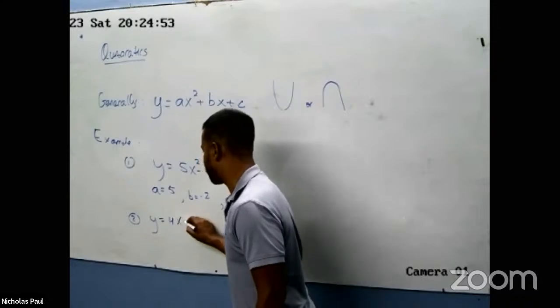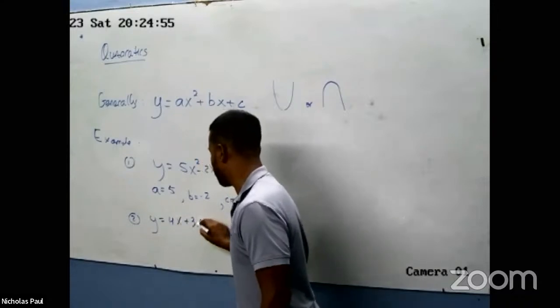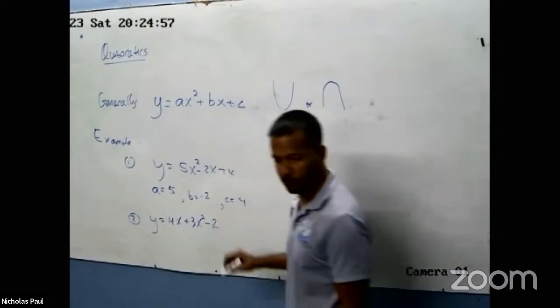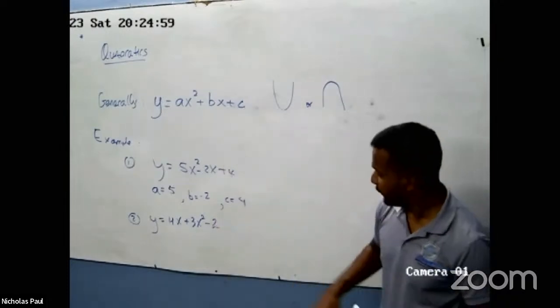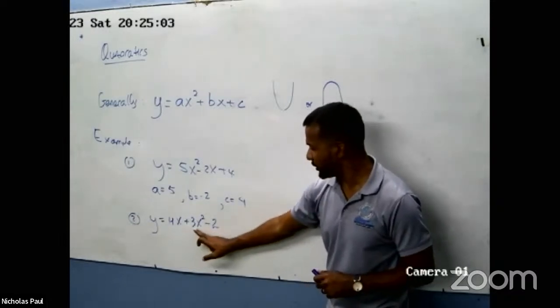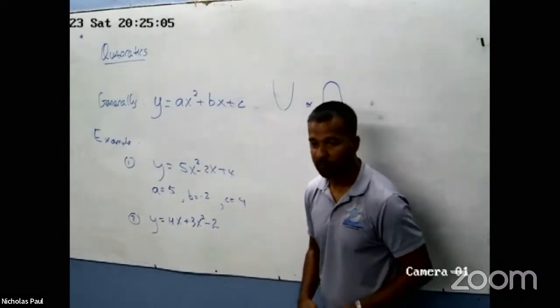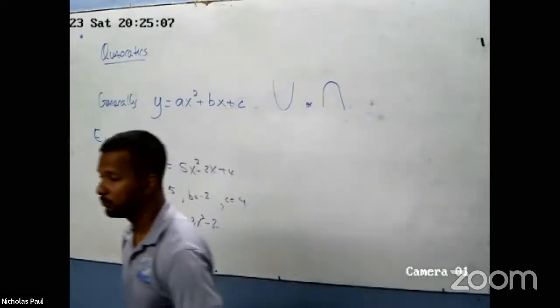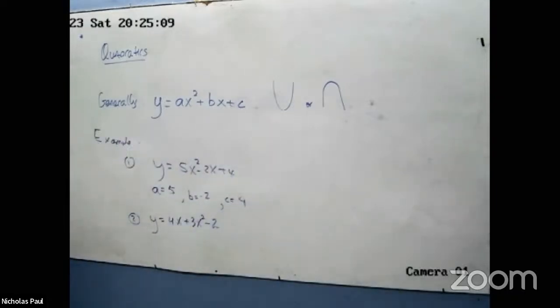4x plus 3x squared minus 1. Suppose it looks like this instead: 4x plus 3x squared minus 2. What are you going to do?